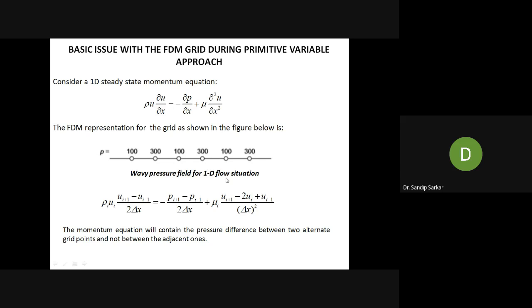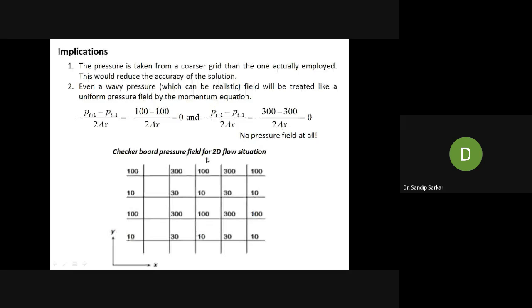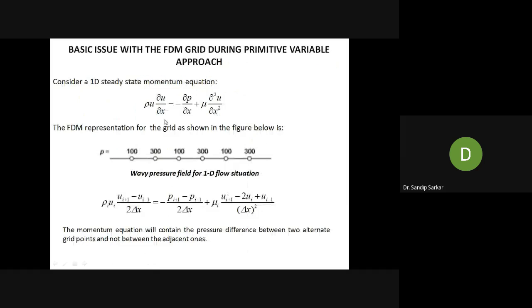See, in the discretized form, the discrete equation, you can see pressures are taken not at adjacent grid points but at alternate grid points, i plus 1 and i minus 1. So 300 minus 300. Let us see in the next slide. You are getting a pressure from the alternate grid points, so the pressure gradient will be zero. Del p del x will automatically be zero, right?